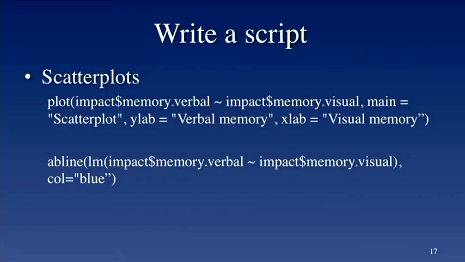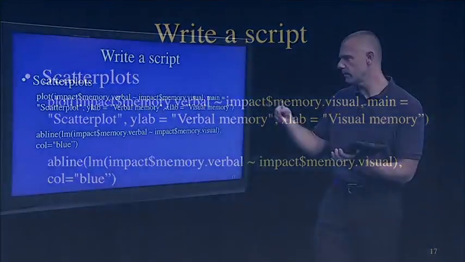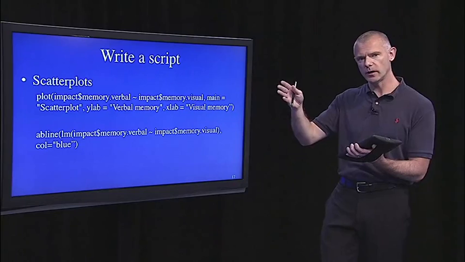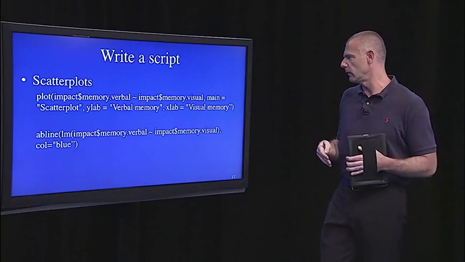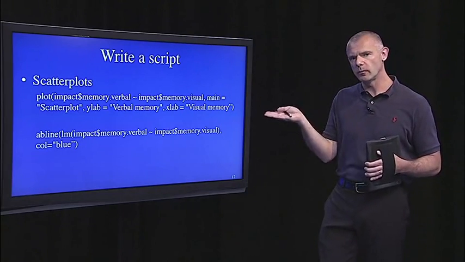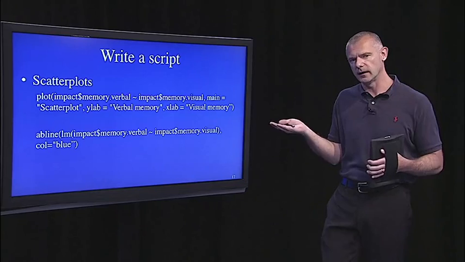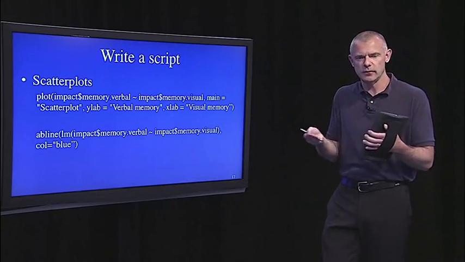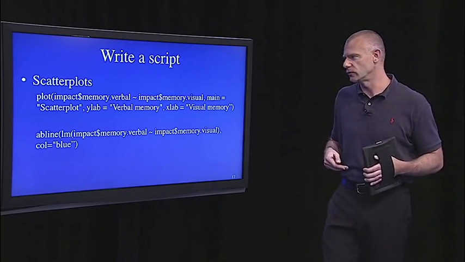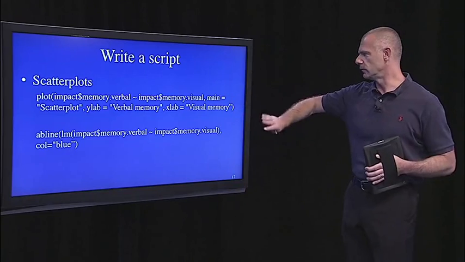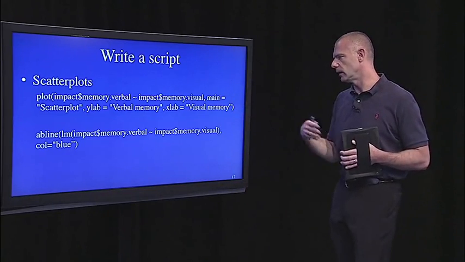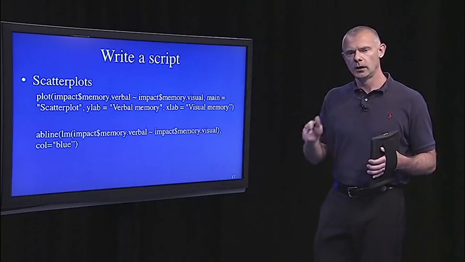So again, I'm referencing the impact data frame. I'm putting the verbal memory variable on the y-axis. That's arbitrary. I just picked that at random. And put the visual memory variable on the x-axis. I'm assuming that these two variables are going to be correlated. They're both measuring sort of short-term memory. Again, then I put some labels on there. So a main label, a scatterplot, and I labeled the axes.